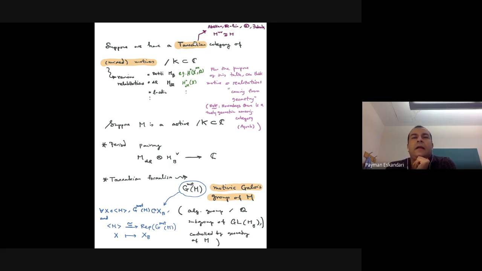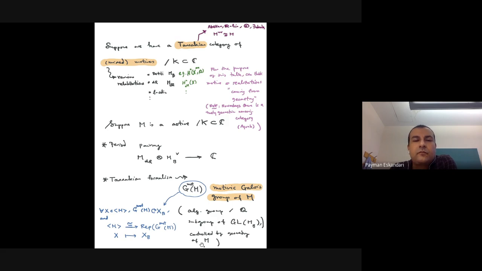Now, this Tannakian formalism allows you to associate to each motive M an algebraic group, which is called the motivic Galois group of M. So this is an algebraic group over Q. It's a subgroup of the general linear group of M_B, the Betti realization. And it's controlled by the geometry of M.